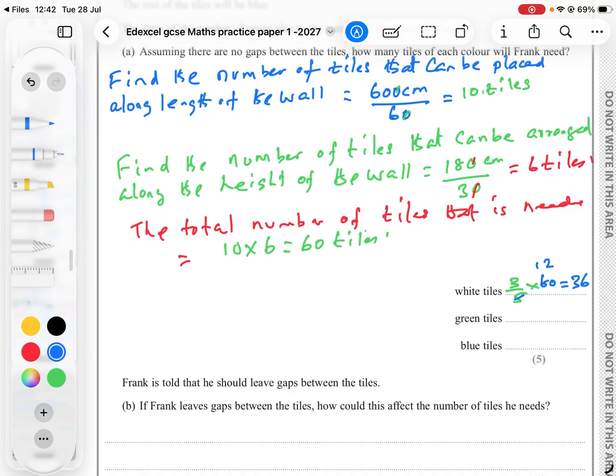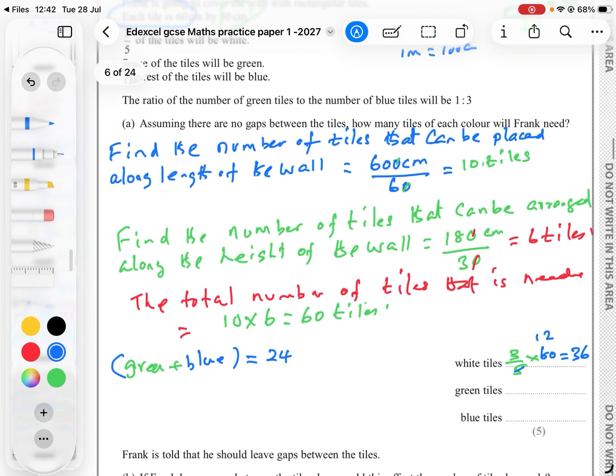Next, we have to find out green tiles and blue tiles. So green and blue, green plus blue tiles, 60 take away 36, 24. But the ratio of the green tiles to blue tiles is 1:3.